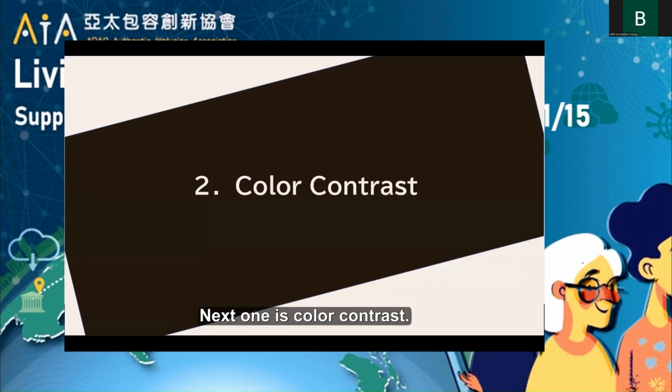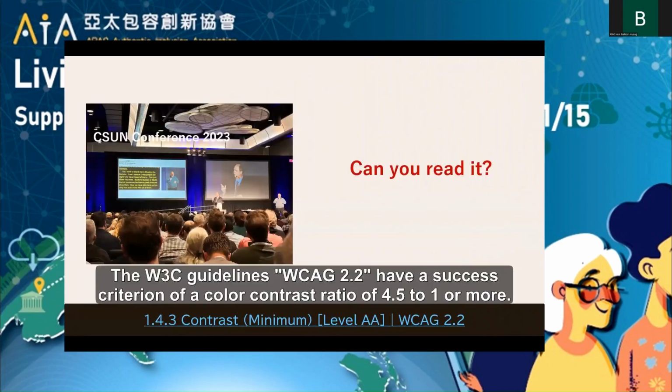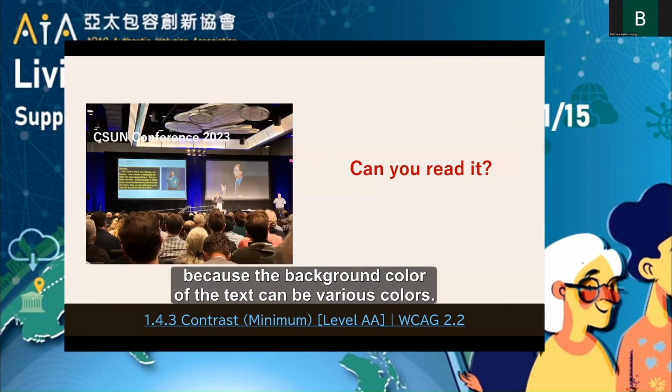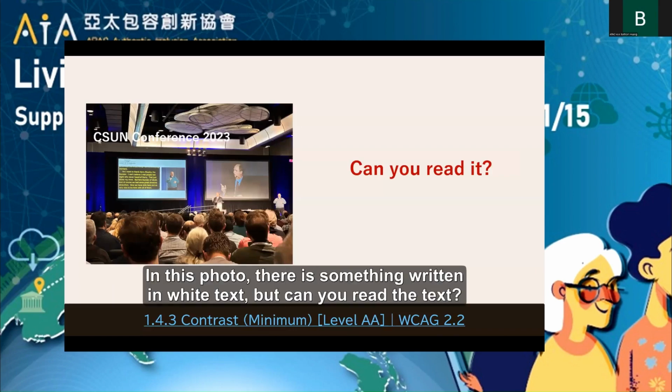Next one is color contrast. The W3C guidelines WCAG 2.2 have a success criterion of a color contrast ratio of 4.5 to 1 or more. For example, when placing text on top of a photo, it becomes difficult to ensure a contrast ratio because the background color of the text can be various colors.